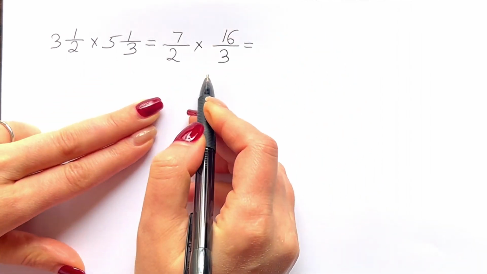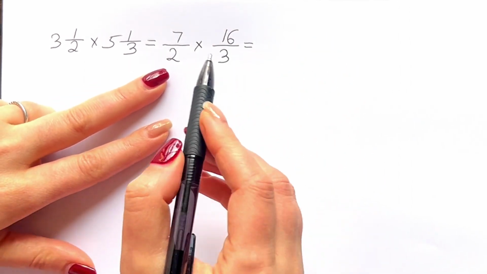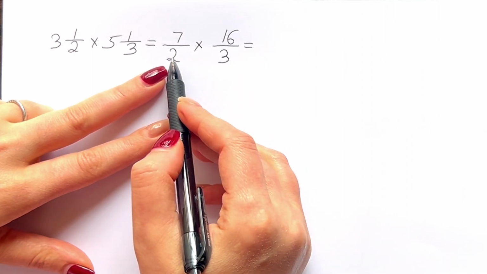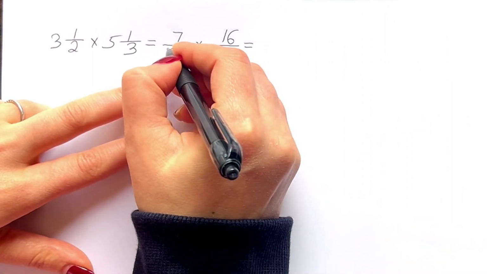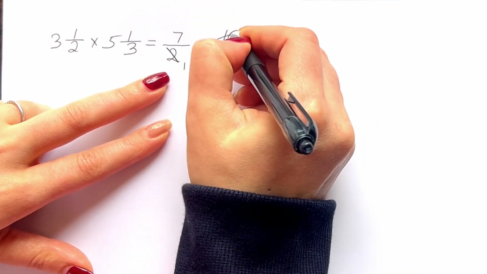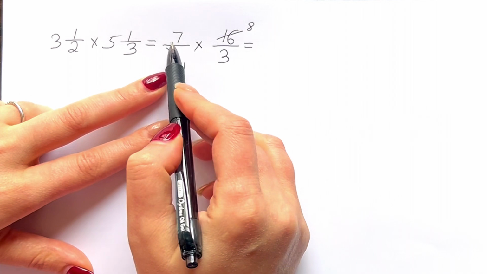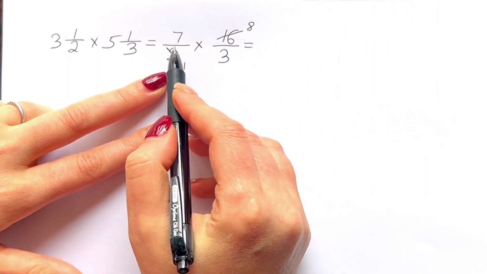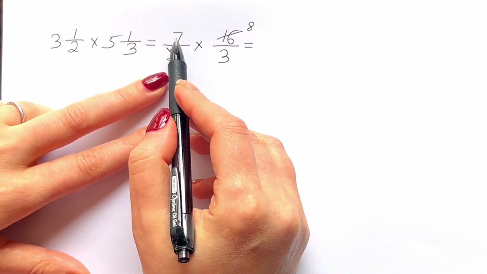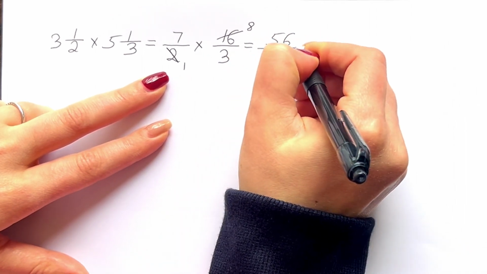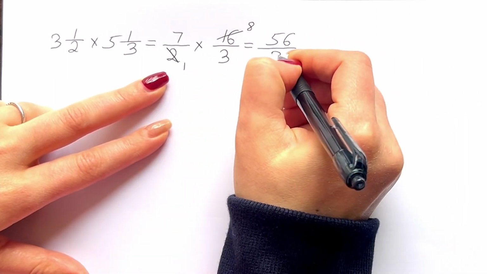Now the same way I'm going to multiply. First, check: can you simplify? Yes, 16 and 2 are both divisible by 2. 2 divided by 2 is 1. 16 divided by 2 is 8. Any more numbers to simplify? No. Now I just multiply. 7 times 8 is 56. 1 times 3 is 3.